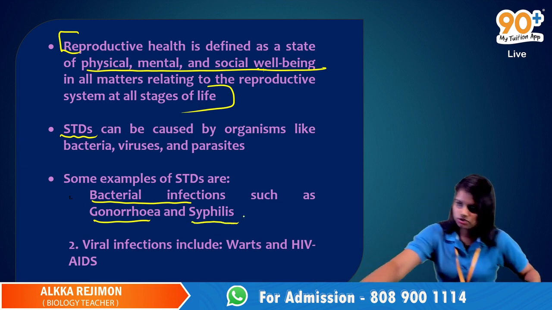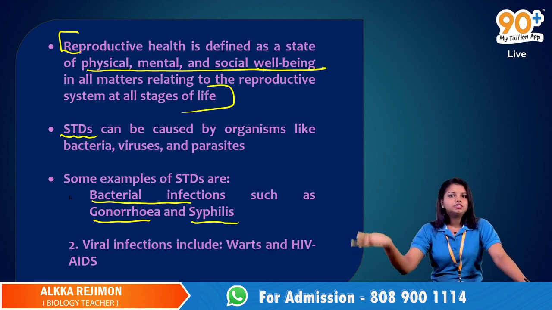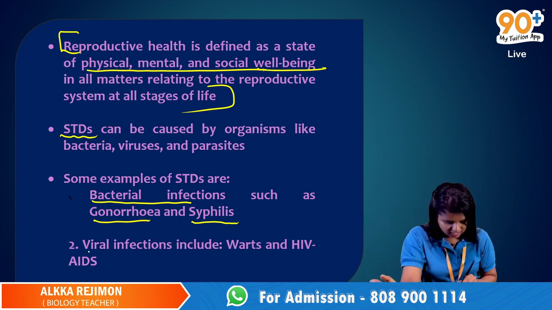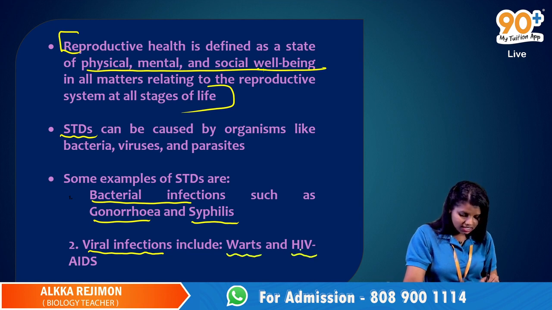So gonorrhea and syphilis are the examples for STDs. And then we have the viral infections, warts and HIV.